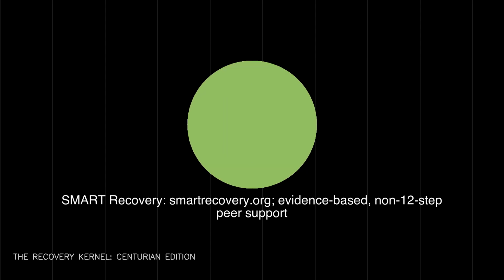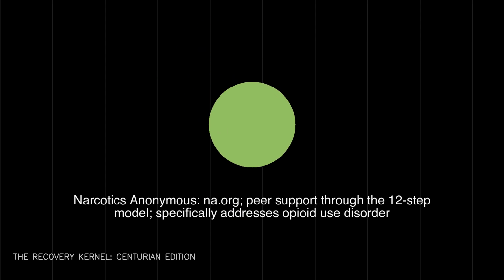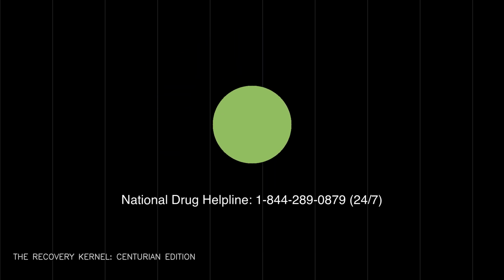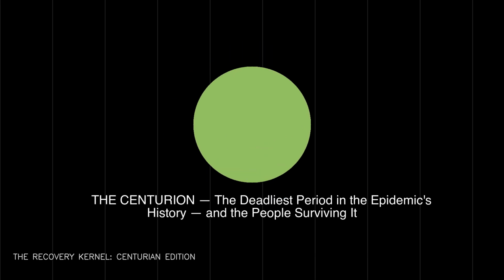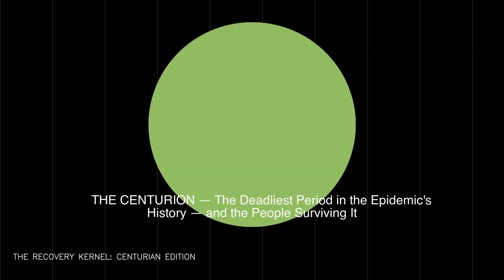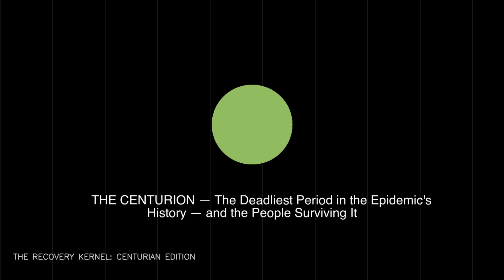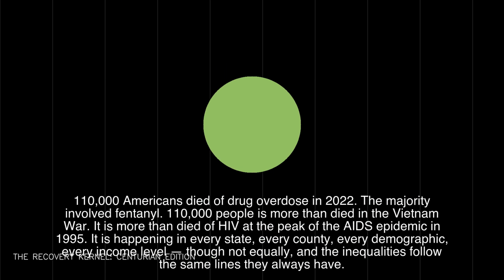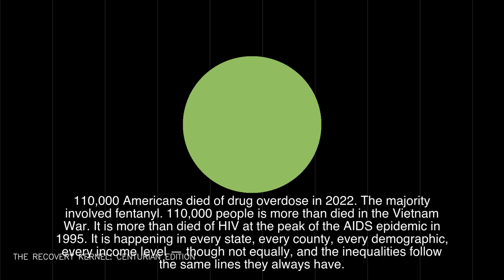SMART Recovery, smartrecovery.org, evidence-based, non-12-step peer support. Narcotics Anonymous, NA.org, peer support through the 12-step model, specifically addresses opioid use disorder. National Drug Helpline, 1-844-289-0879, 24/7. A final word. Closing the Centurion, the deadliest period in the epidemic's history, and the people surviving it.